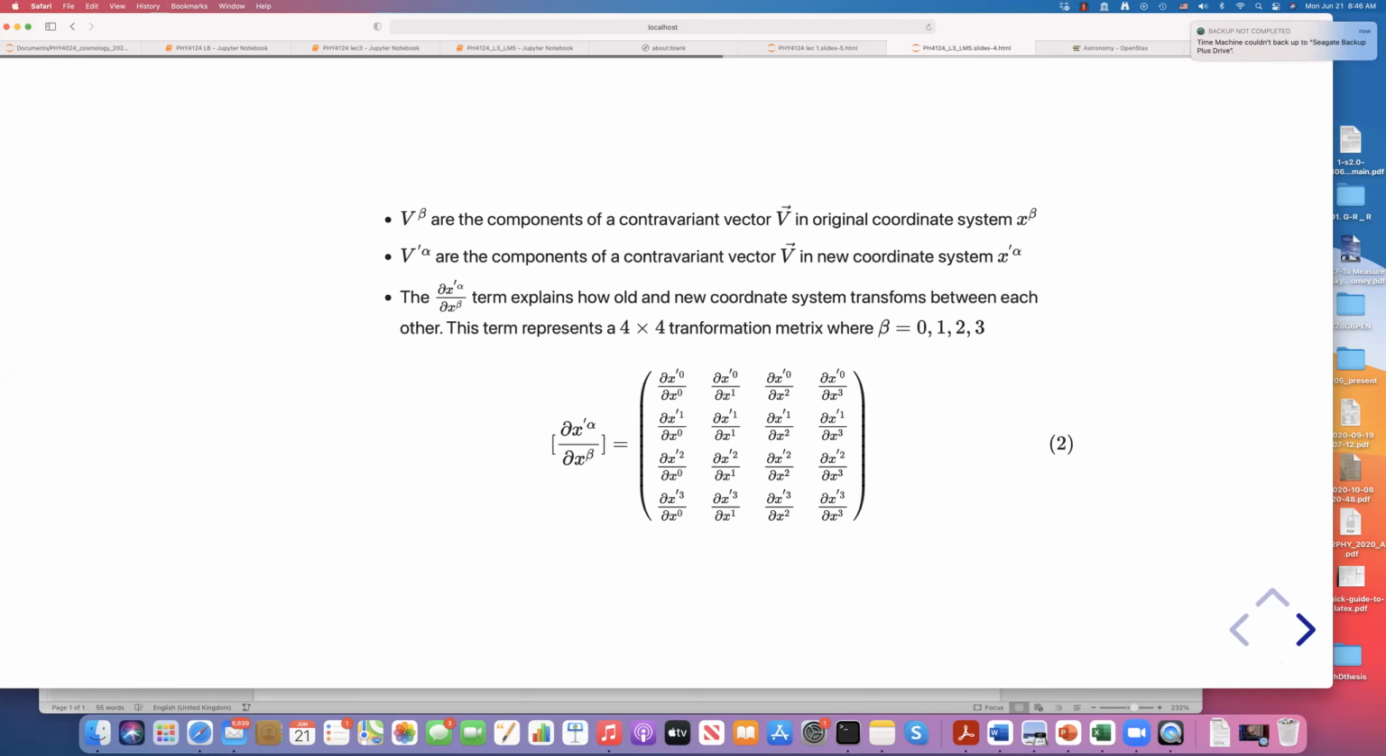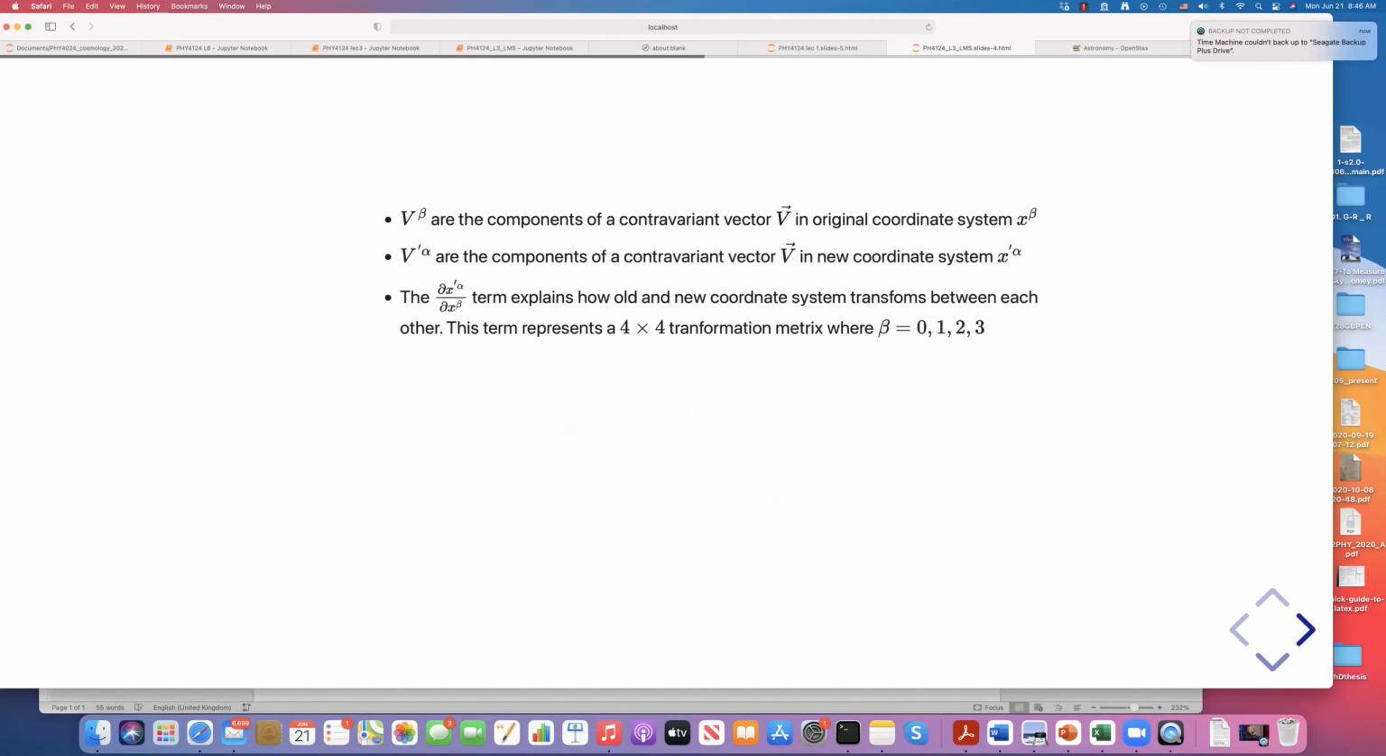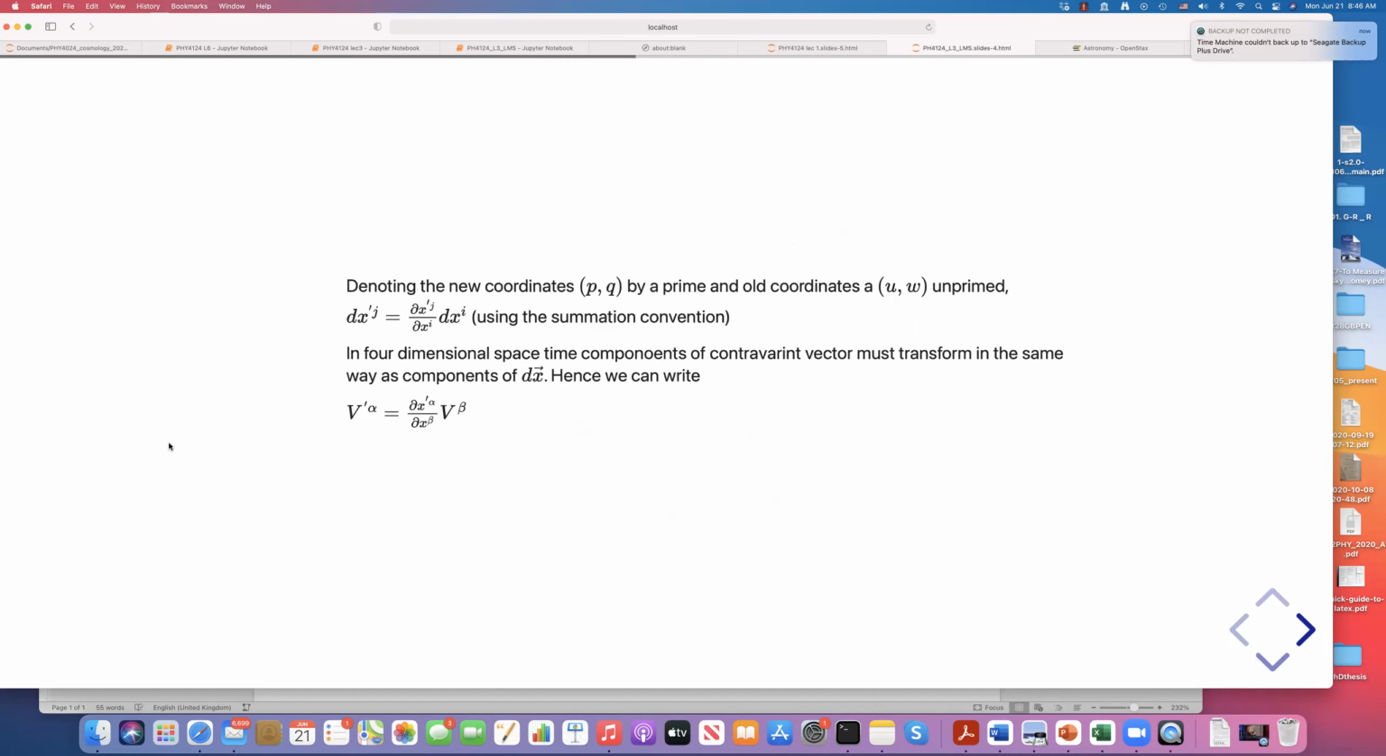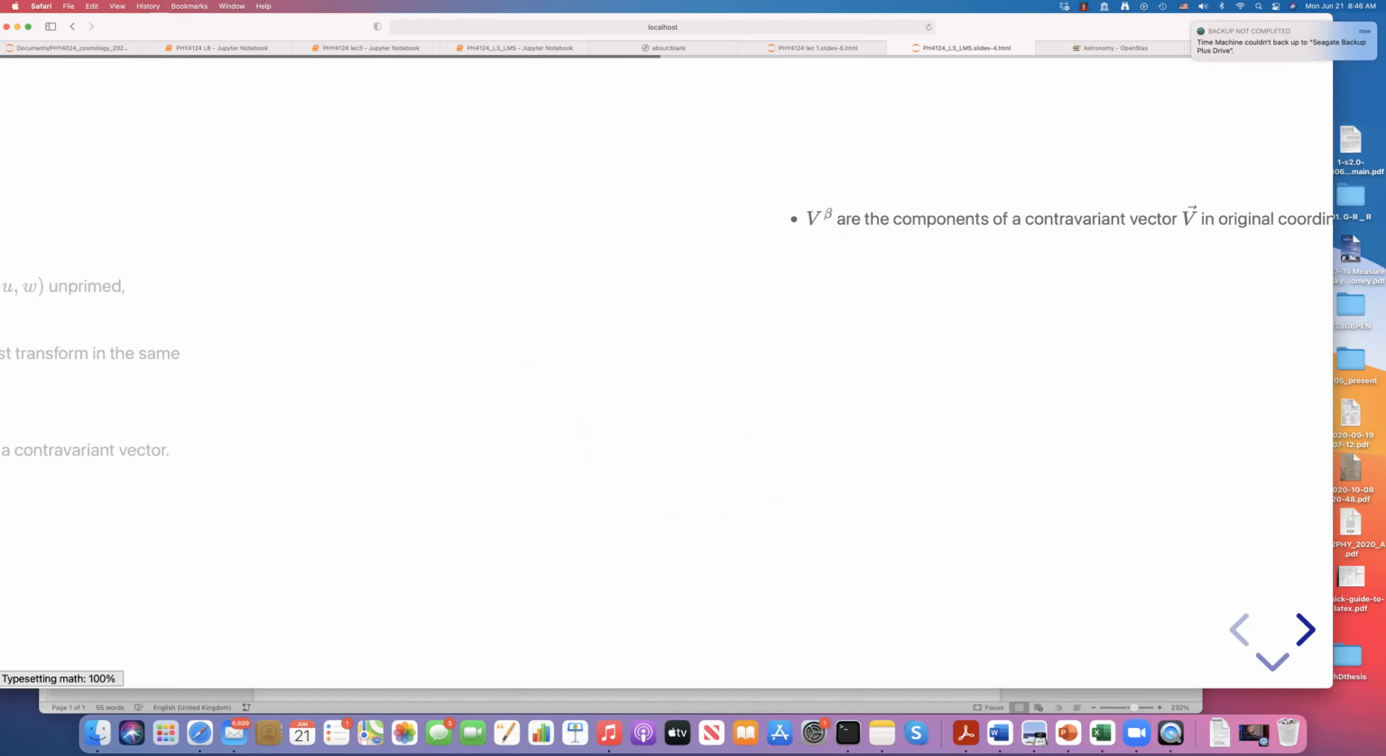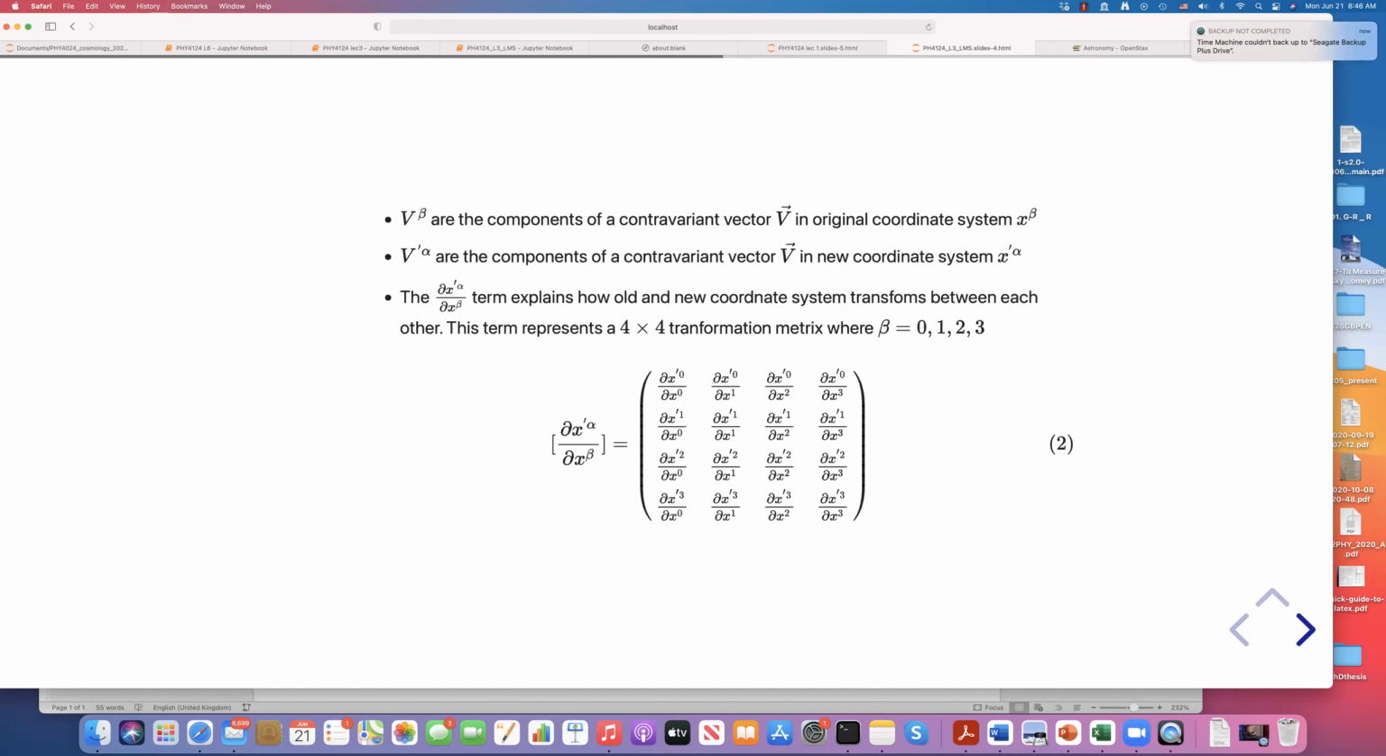Now you can see the information contained inside this small expression, right? Normally you would see only this expression, but what that means is that you have all this information right here. That particular expression ∂x'α over ∂xβ actually has 16 terms in the matrix, right? You have to consider each one by one, and that is the power of this Einstein summation convention, right?